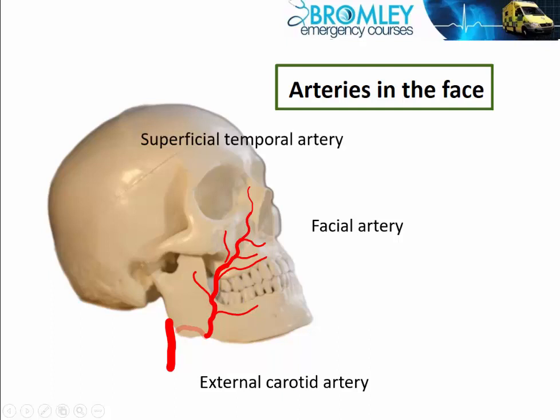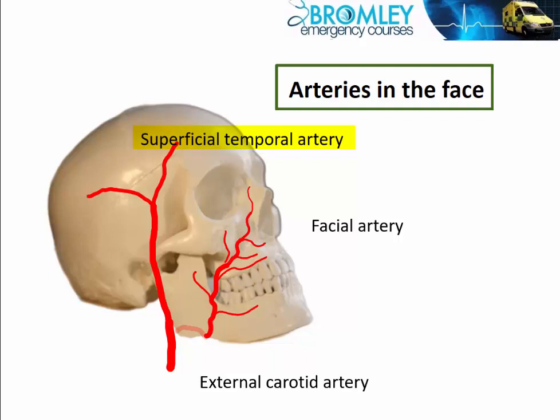The other branch that we need to be aware of is the superficial temporal artery. Now this is effectively a continuation of the external carotid artery. So the external carotid runs straight up as the superficial temporal runs just in front of the ear, and so you can actually feel it by palpating over the zygomatic arch just in front of your ear. You can feel the pulsation there.